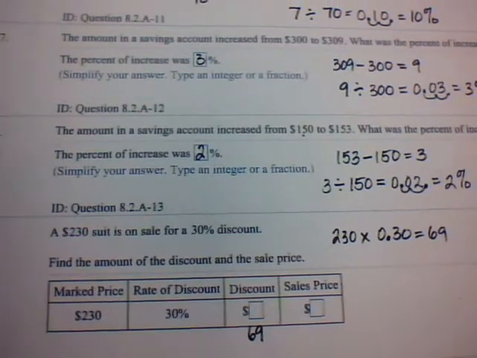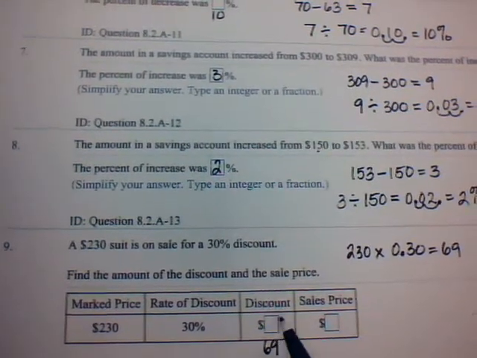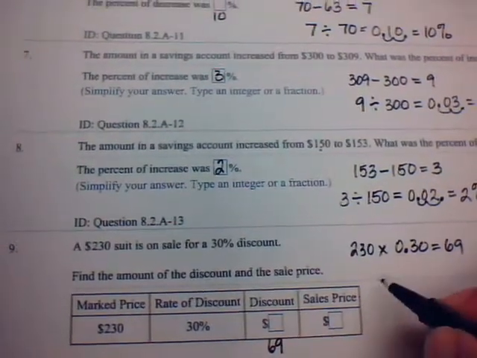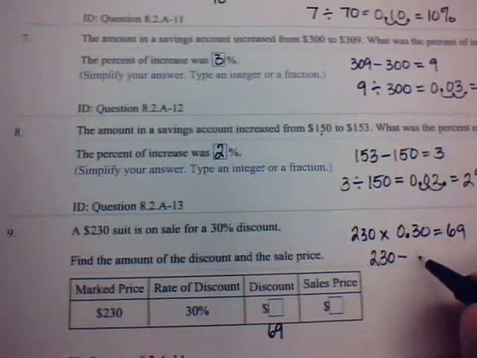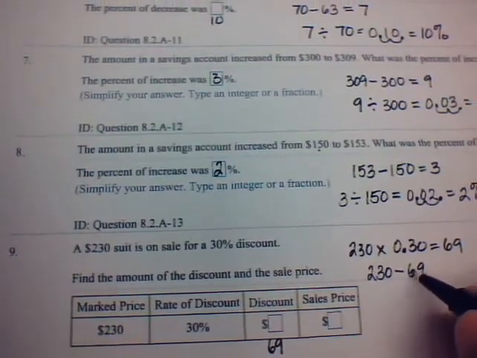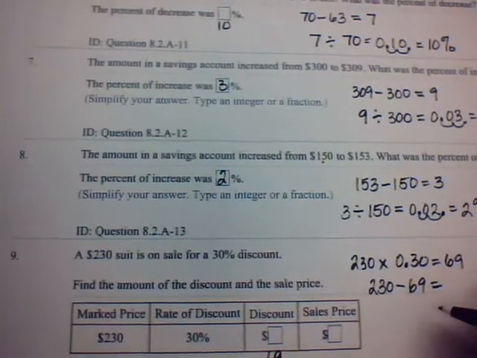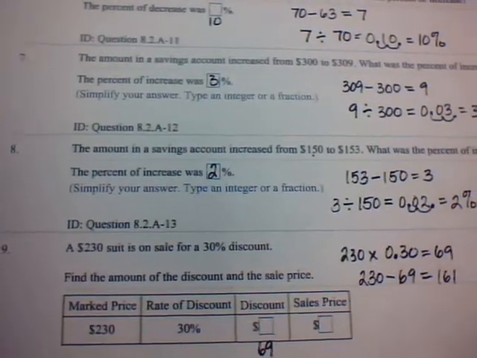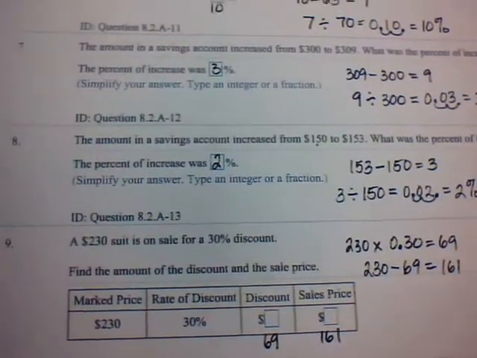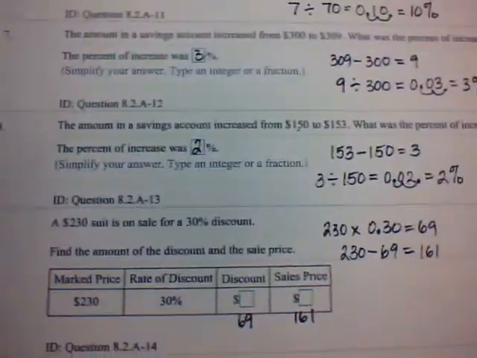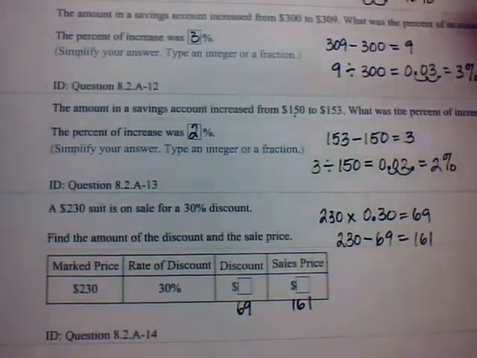And now we want to find the sale price. Well, that's simply taking the marked price and subtracting the discount from that marked price. So it was marked at $230. We found out that the amount of that discount was $69. So 230 minus 69 will give us 161. So the sale price is $161. So the suit is on sale for $161, which represents a 30% discount from the marked price of $230.